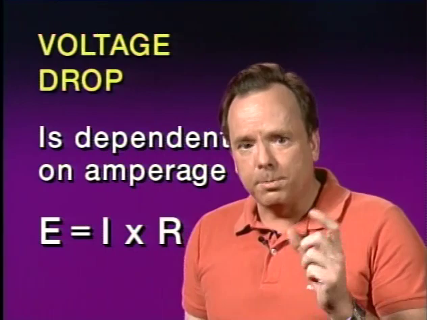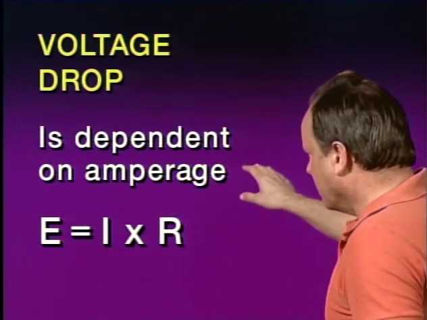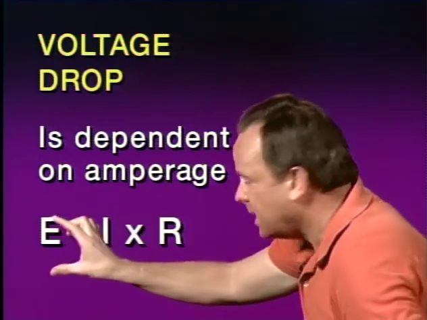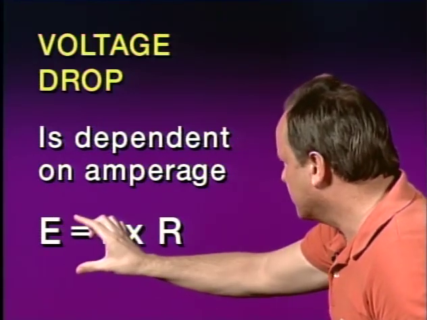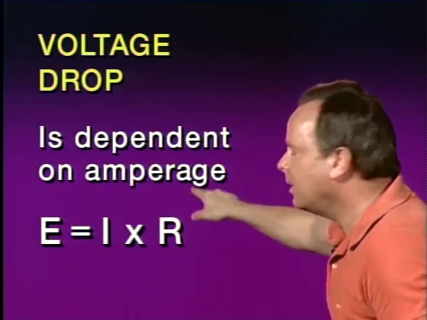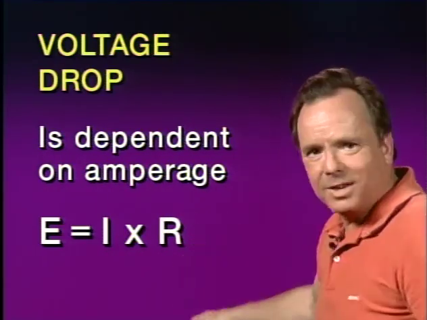Now, we said earlier, the voltage drop across the resistance is dependent on what? Well, it's dependent on the amperage of the circuit. Why? Once again, it's the same formula. The voltage drop, which is E, or the voltage difference or potential across the resistance, is equal to the amperage times resistance. So it's dependent on amperage. It's also dependent on resistance, but they ask you this on the test.